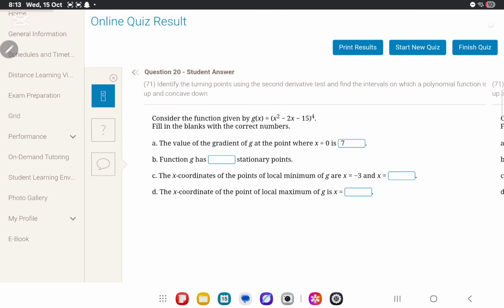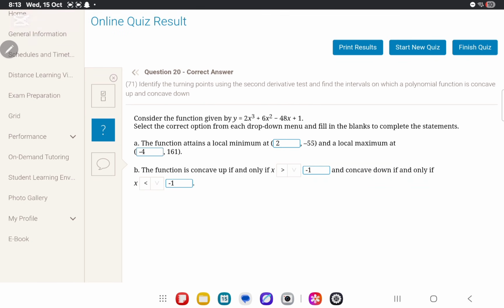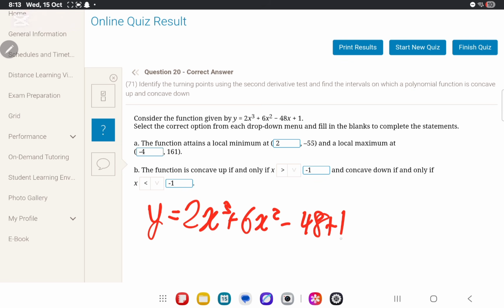Okay, question 20. Seriously, this is where I'll explain. Since I already explained table of variation or table of sign in the other question, I'm going to explain the second derivative really quickly. So y is equal to 2x cubed plus 6x squared minus 48x plus 1. You don't need to find the second derivative here, but they want you to use it. It says using second derivative test.